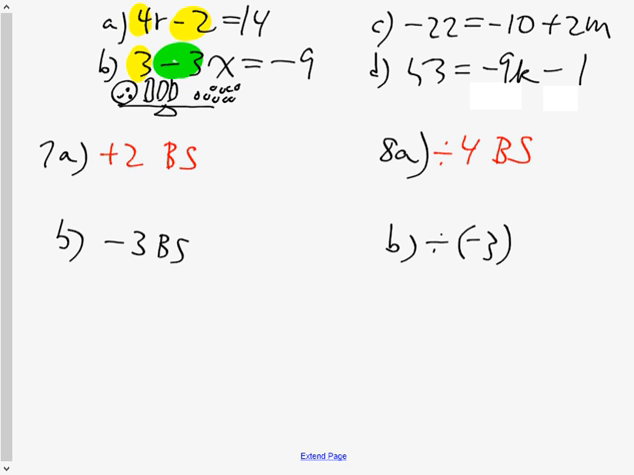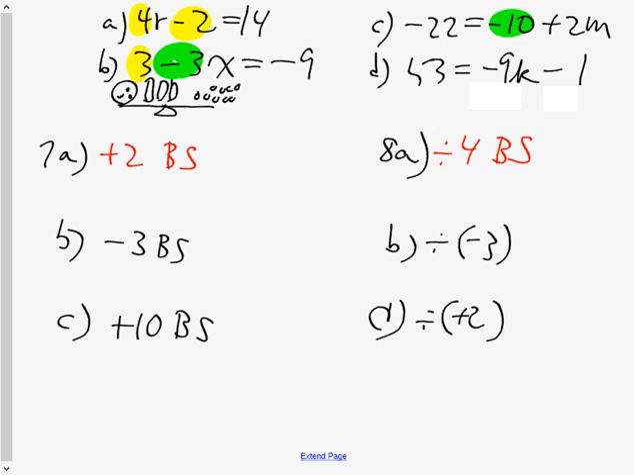Question C, the first thing I would do is get rid of my constant, and my constant in C is negative 10. So the first thing I'm going to do is add 10 to both sides. The second thing I'm going to do is divide both sides by the coefficient of positive 2. And finally, D, the last question, what am I going to do? I'm going to get rid of my constant of negative 1. I'm going to add 1 to both sides to get rid of that constant. The second thing I'm going to do after that is get rid of that negative 9 coefficient. I'm going to divide both sides by negative 9.